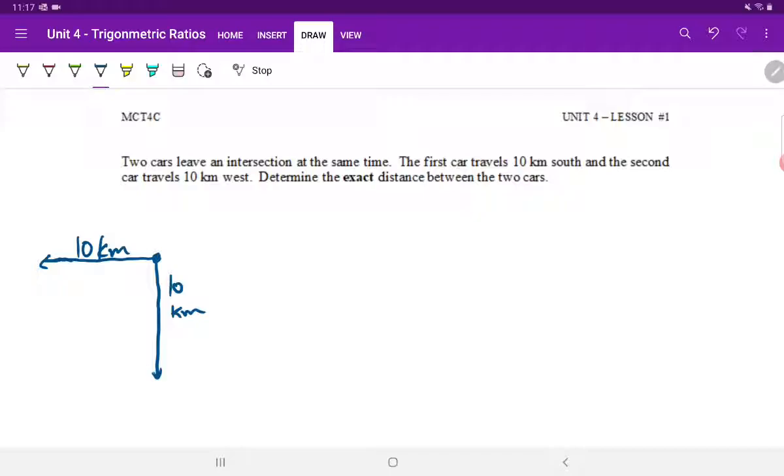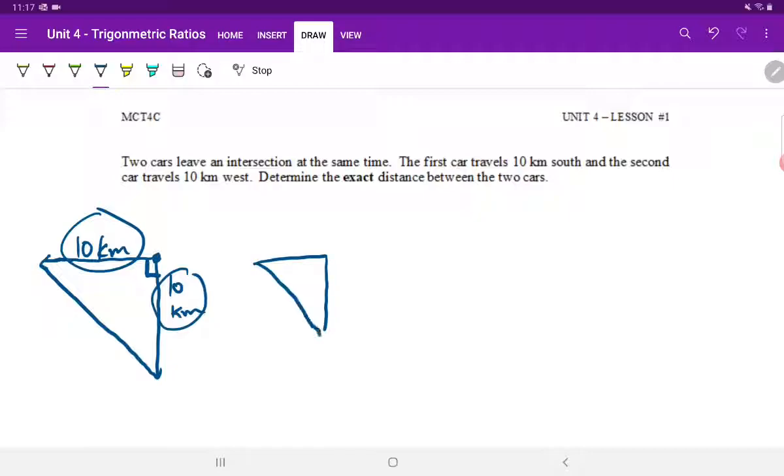Okay, no problem. This is just a right angle triangle since we traveled straight south and straight west. And because these are both the same numbers, what special triangle has the same numbers in its legs of the triangle? Is it the 30, 60, 90, or is it the 45, 45, 90? Hopefully you guessed that the 45, 45, 90 has side lengths that are equal. So this is the one that we're going to be using.